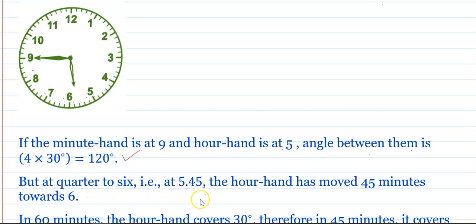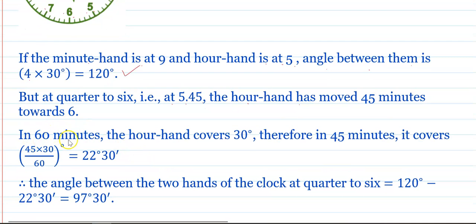At 5:45, the hour hand has moved 45 minutes towards the 6. मग ते मायनस करणार. Okay, and therefore in 60 minutes the hour hand covers 30 degree, and therefore in 45 minutes it will cover 30 upon 60 into 45. Then you will get 22 degree 30 minutes, and hence we'll subtract 22 degree 30 minutes from 120 degree, and that subtraction is 120 degree minus 22 degree 30 minutes, which equals 97 degree and 30 minutes.